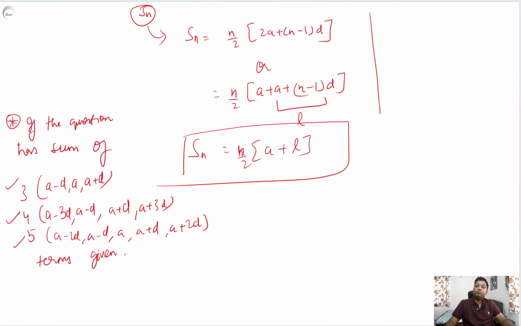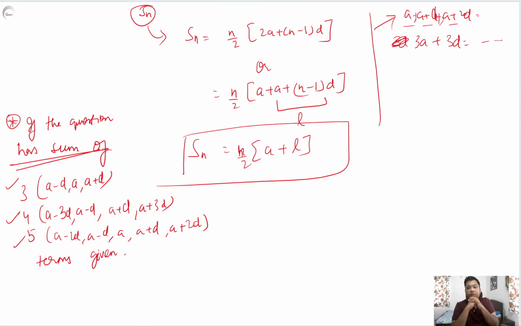Let me show you. I will go with your assumption first: A plus D, and A plus 2D. And when you add these, the sum of the terms is given, so you will obviously add them. And what will you get? 3A plus 3D is equal to something. Let's just say some number is given. What you need to understand is that you are practically creating an equation in two variables.